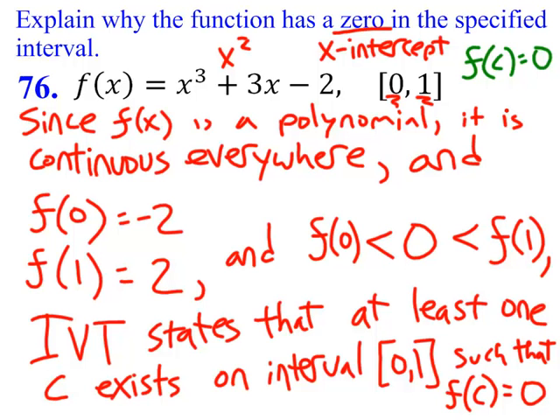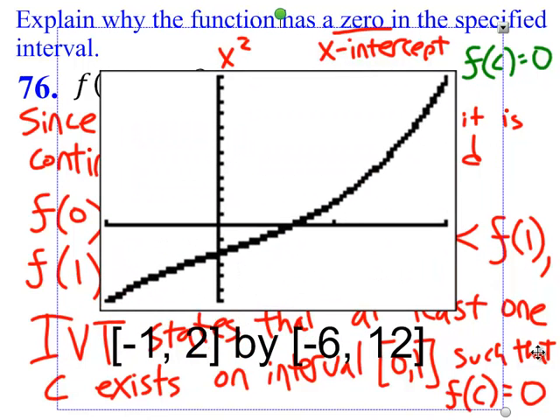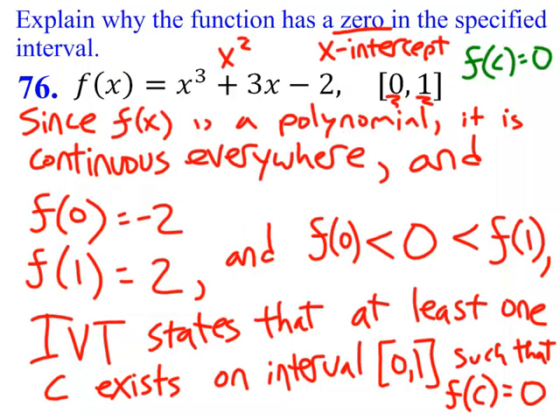I will go ahead and show you that if you are so inclined, on a calculator you could graph it, and you could see that between 0 here and 1 here, there's some c value between 0 and 1 where there is an x-intercept, or a 0. But I don't even have to find it. All I was asked to do is explain why the function has a 0, and I've done that.